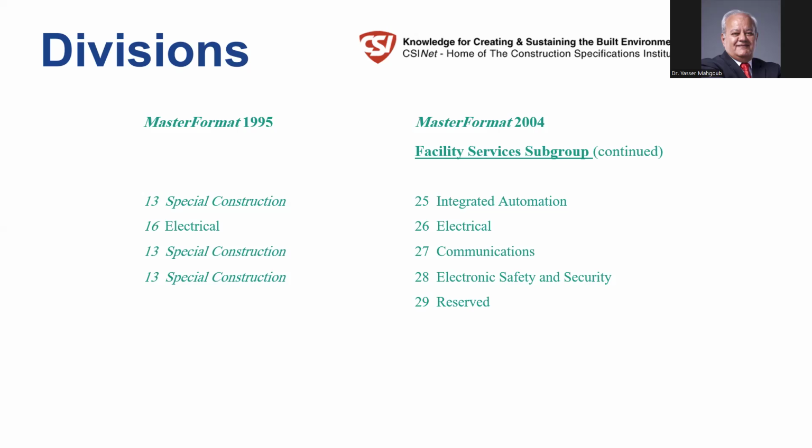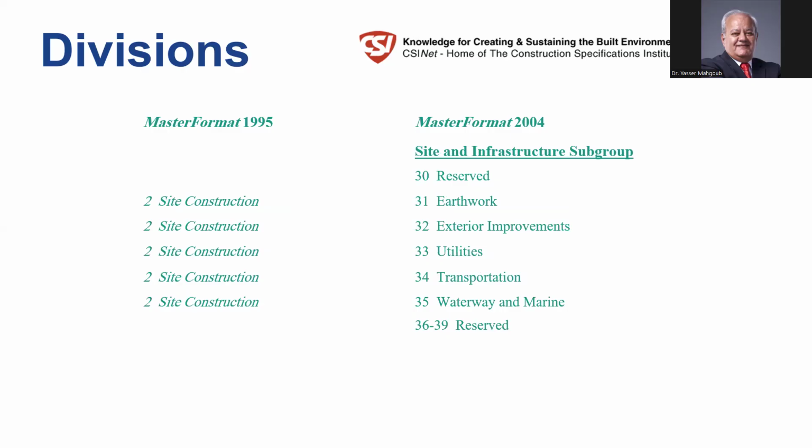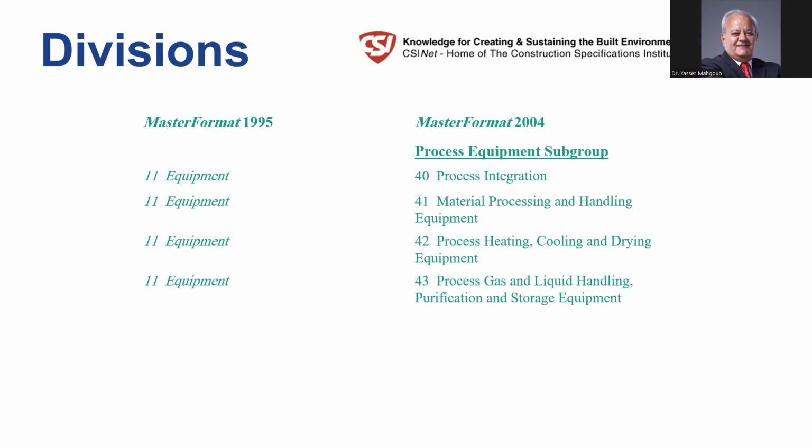Integrated automation, electrical, communication, these were not available before. The networking, the internet, all these things were not part of the construction in the past. So you'll find that there are some items that continued and some items are expanded. That's why we moved from the 16 to the 50. And we have some items reserved for new activities.